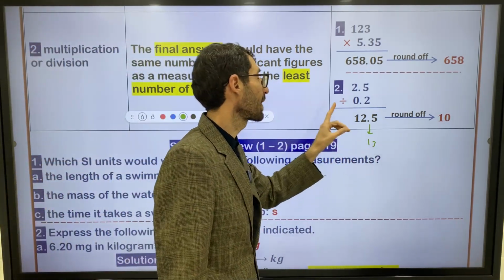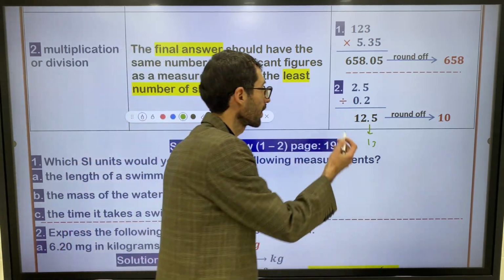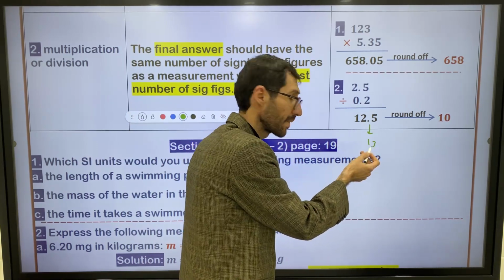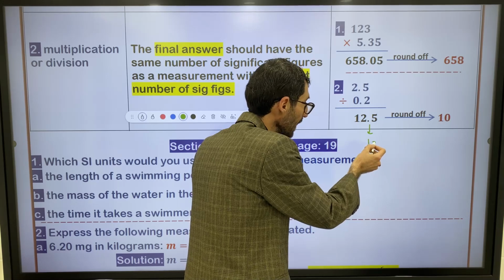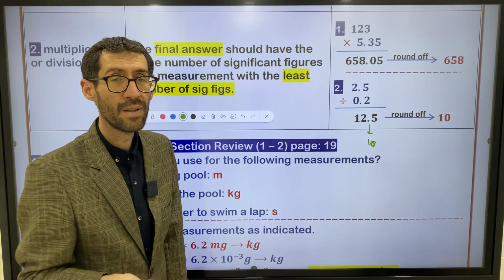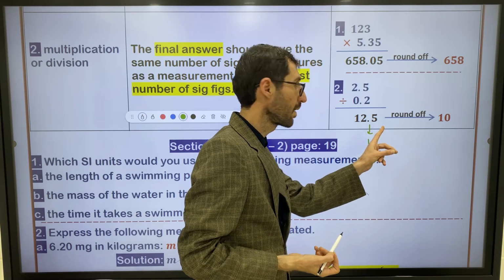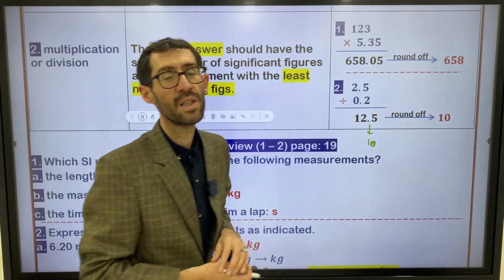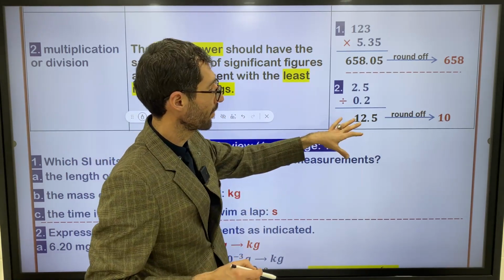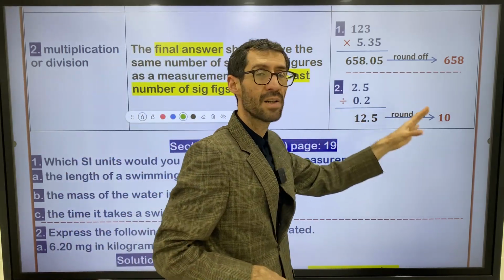The result should contain only 1 significant figure, right? In this situation, instead of this 3, let's say I write 0. In this situation, I can say 12.5 turns to 10. Let's say 12.5 rounds to 10.